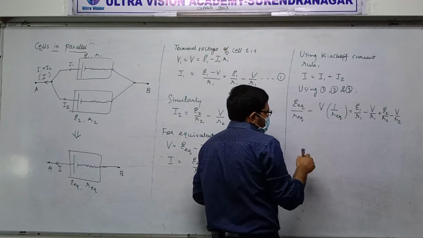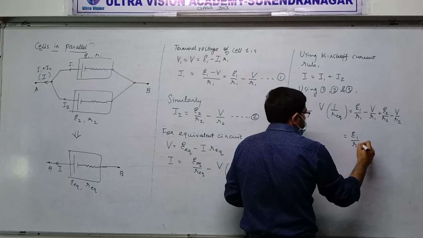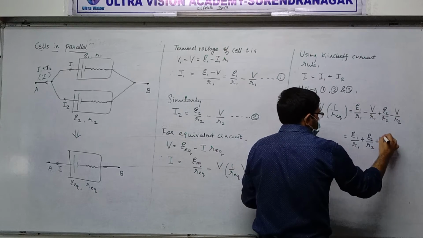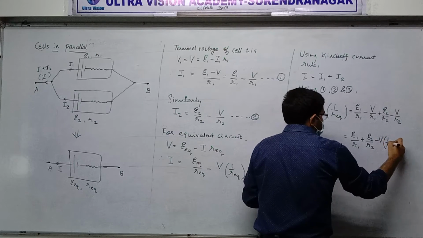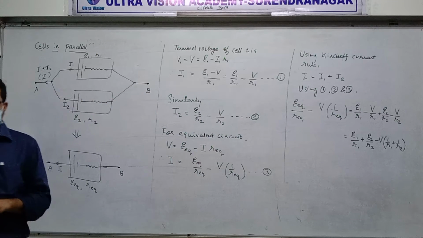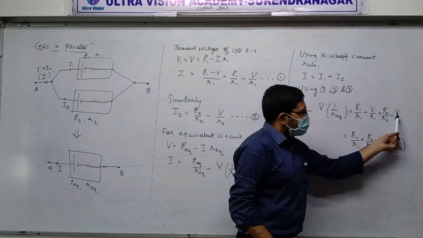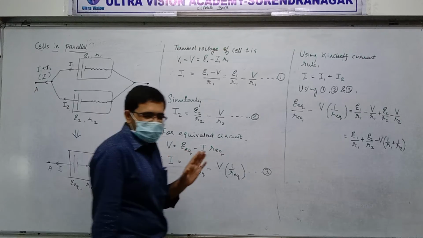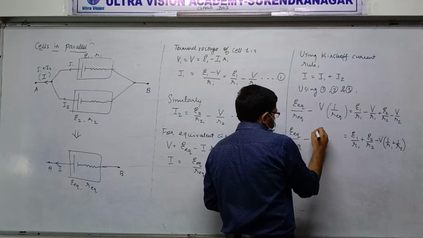Now what I do is, on the right hand side, I will collect terms with V together. Did you get that? I've collected terms with V together. Here minus V is common. What's left behind? 1 by R1 plus 1 by R2. Understood? Okay. So now we are ready to compare both the left and right sides.